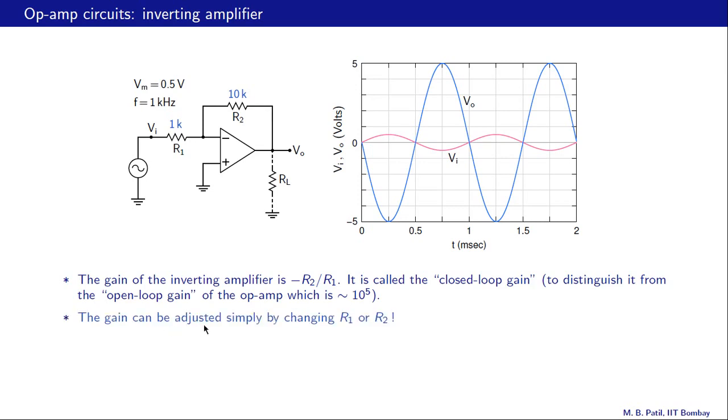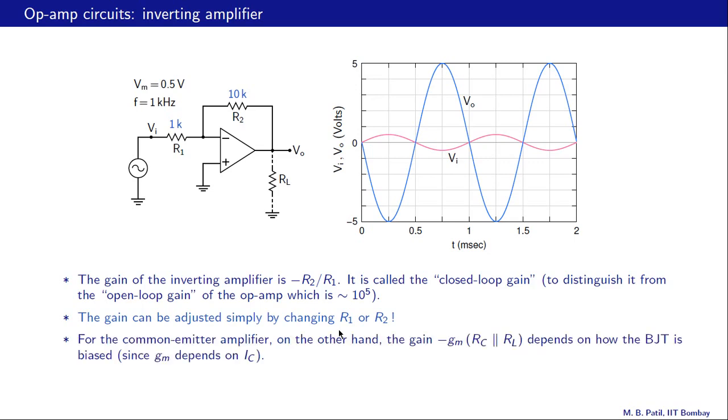The gain can be adjusted simply by changing R1 or R2, and that follows from this expression. You want a gain of 10, make this 10K, make this 1K. You want a gain of 20, make this 20K, make this 1K. It's as simple as that.